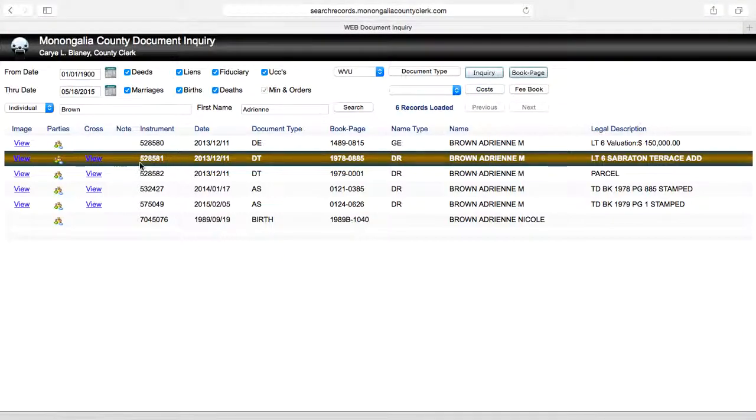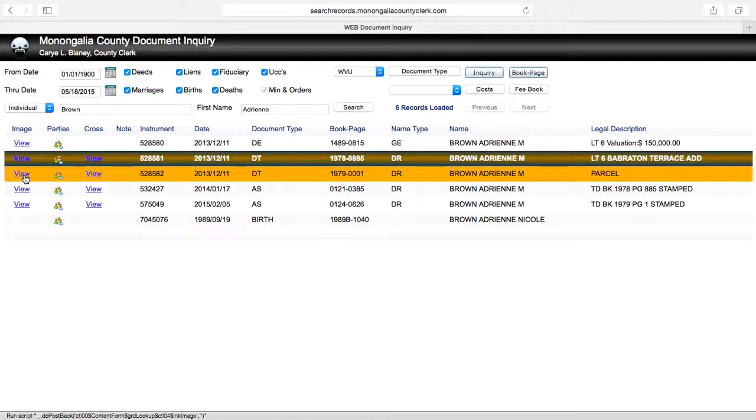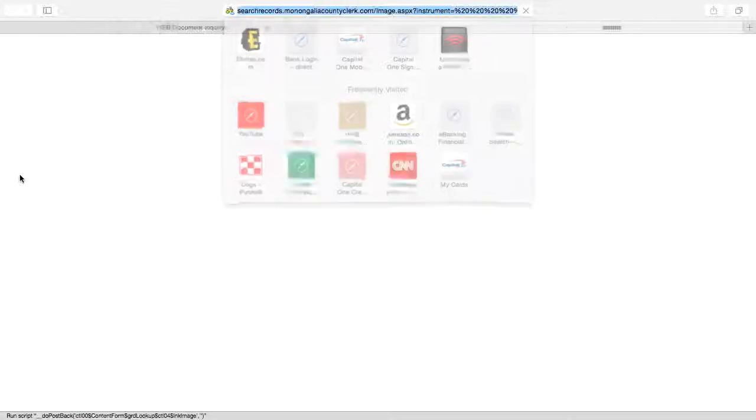So that's basically, in West Virginia, a deed of trust shows that a mortgage was taken out on the property. But why do we have a second one? Let's click on this second one. Same date.